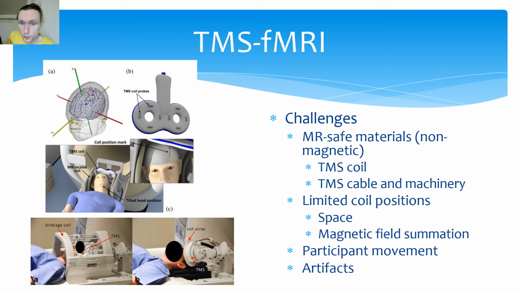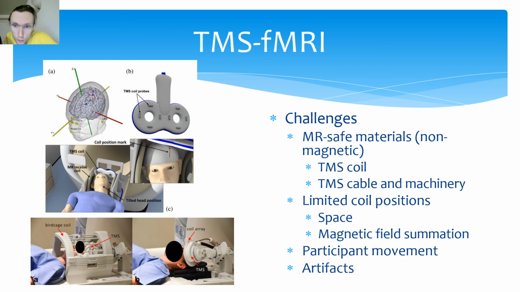Another problem is not only the space, but also that you cannot use any orientation of the coil that you want, because you're basically applying a magnetic field with TMS, and you're already in a magnetic field of the MRI scanner, which means if you use specific orientations, those two magnetic fields will sum up, and that can lead to quite heavy magnetic pulses that you don't want to have in an MRI scanner. That can be a little bit problematic, and would completely disrupt the signal.